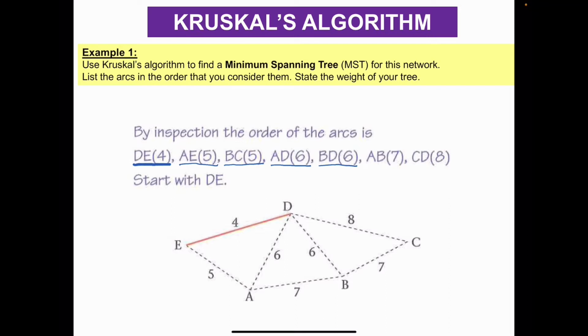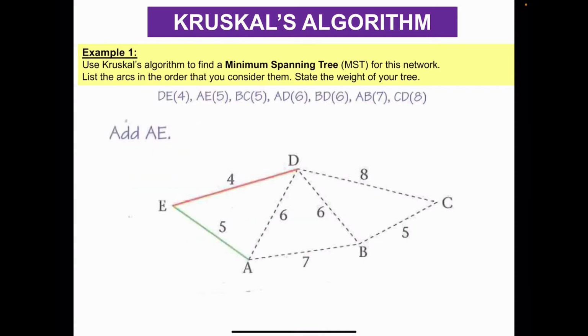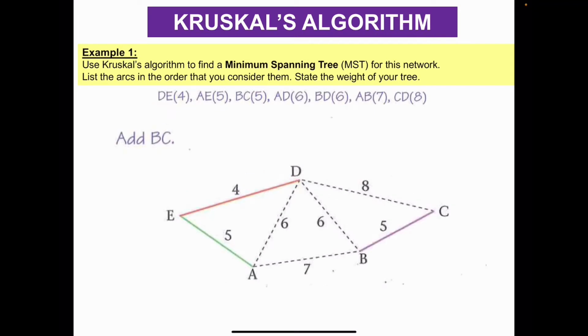Because DE is the shortest one, I am adding DE, or ED, to my tree. The next one, because DE was added already, is AE, which I added here in green, taken from the book. I could also choose BC, so you can do that one as well. Then, because these two were added, the next one is BC, and it doesn't form a cycle, so I can do that one as well. So all three would be there.